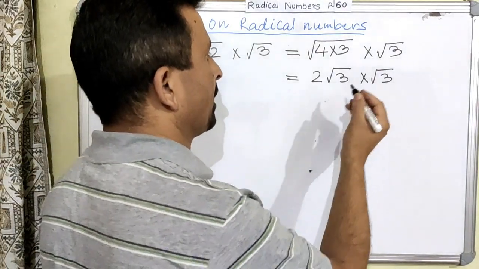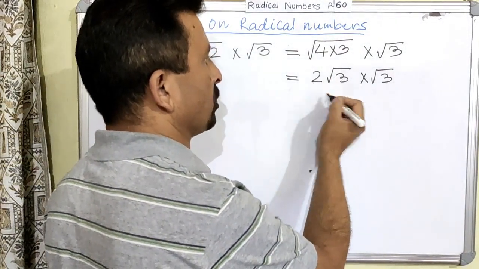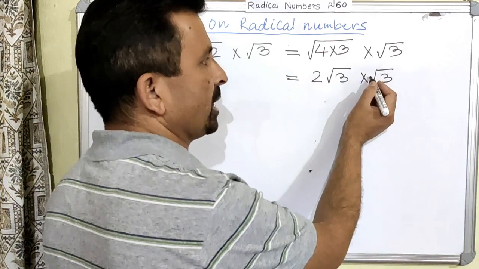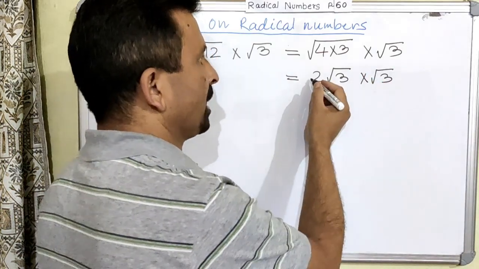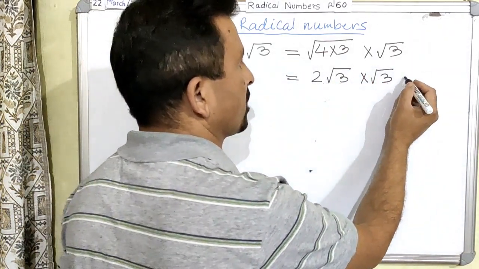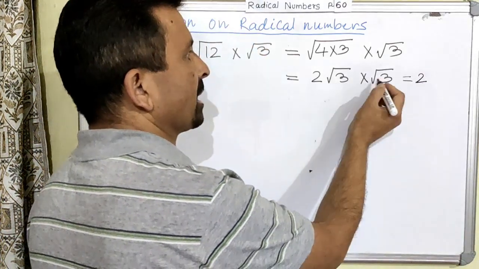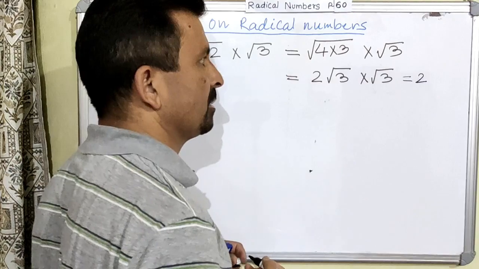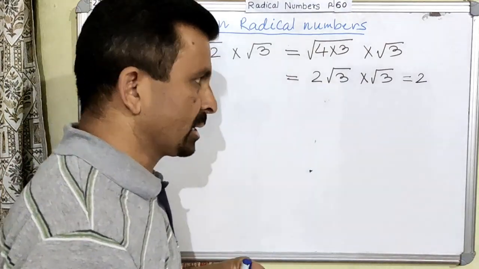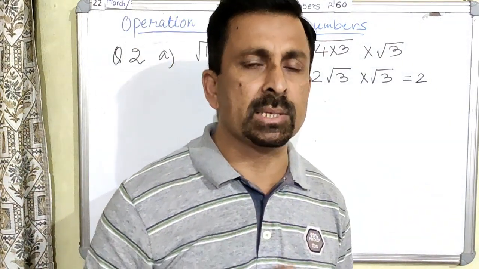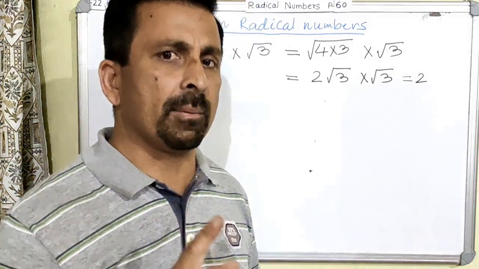Now, the whole number part: the coefficient of this one is 2 and the coefficient of this one is 1. When there is no number, it is 1. So we multiply the whole number part: 2 into 1 is equal to 2. Is it okay? Now we are going to multiply the radical part, root 3 into root 3. You need to know that square root means power half.